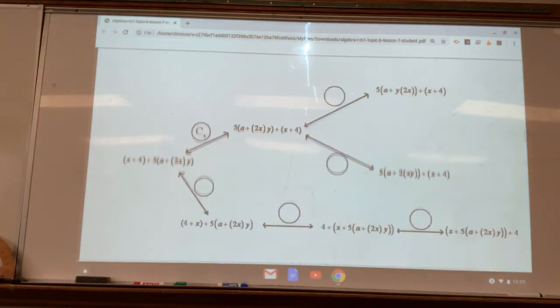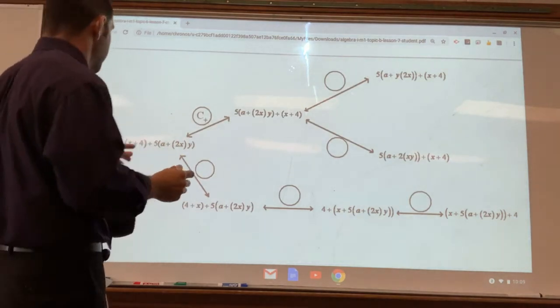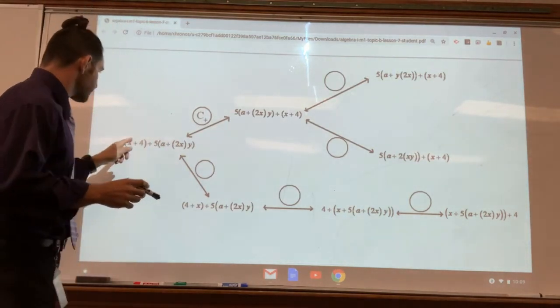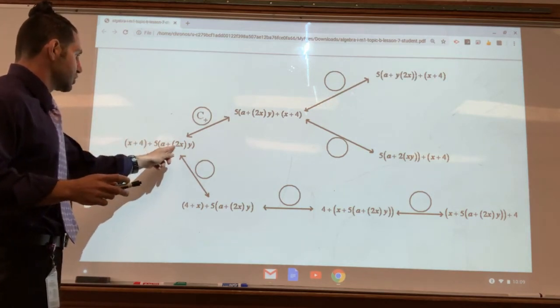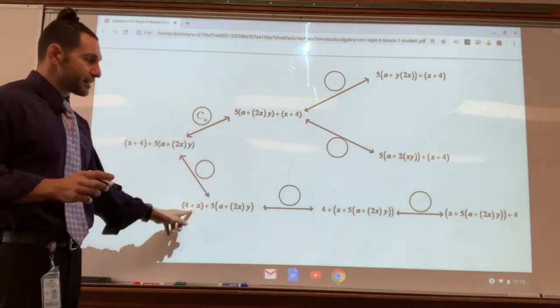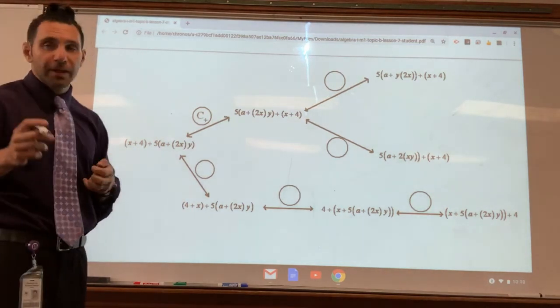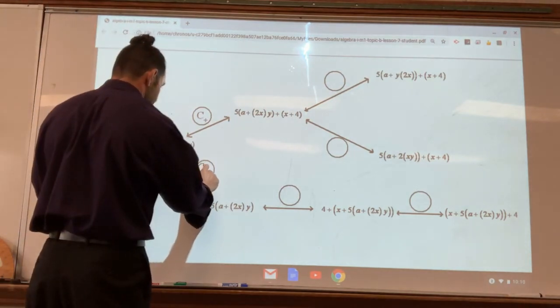So here we are. We are filling this in. So starting here, x plus 4 plus 5 times a plus 2x times y. So what's switched? x plus 4 has become 4 plus x. Well, what happens when those flip as addition? Oh, well, that's the commutative property of addition.